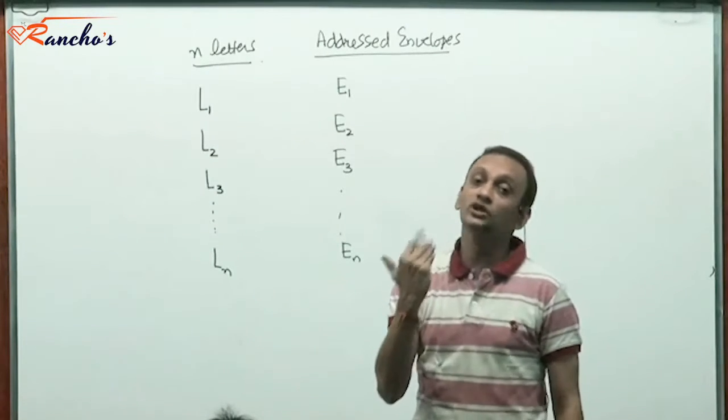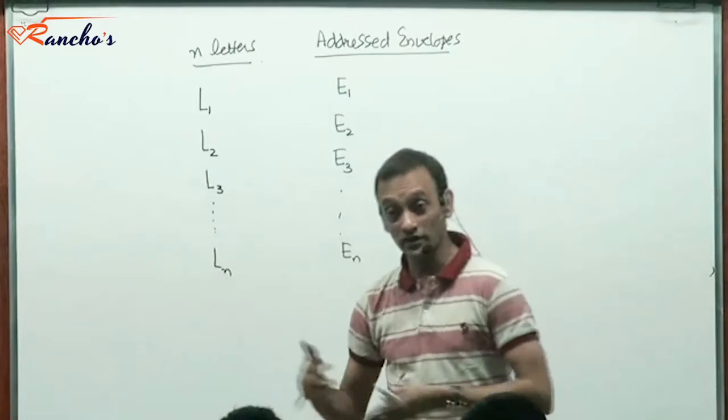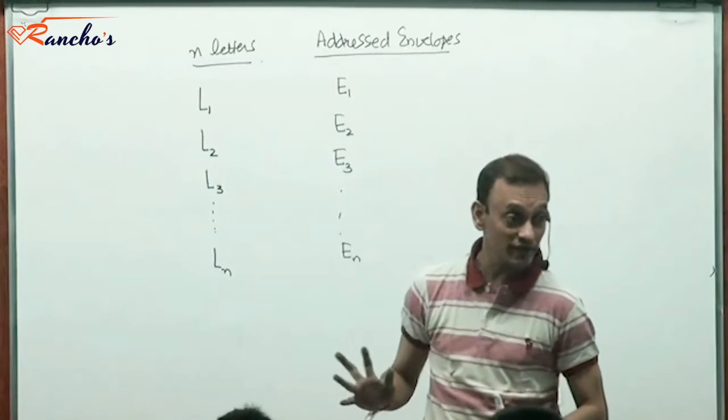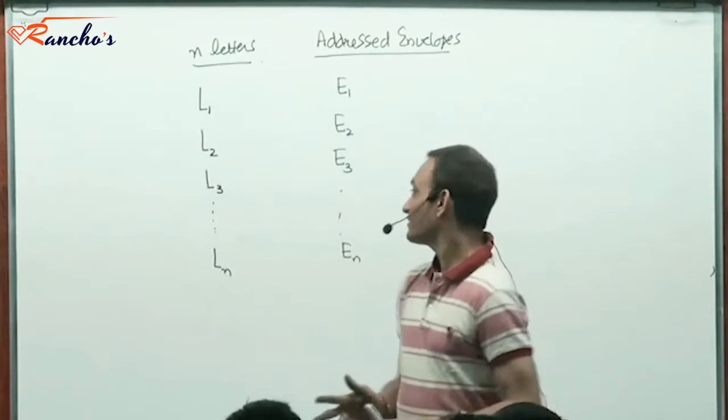Now, the right way to do it is L1 actually going into E1, L2 actually going into E2, L3 actually going into E3. That's the right way to do things here, right? And there is only one way to do the right thing. Okay.